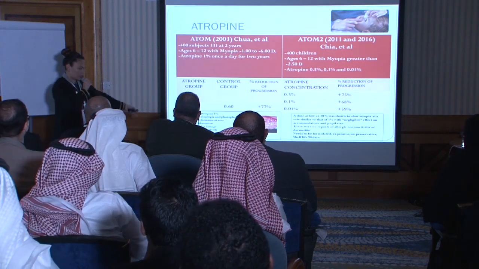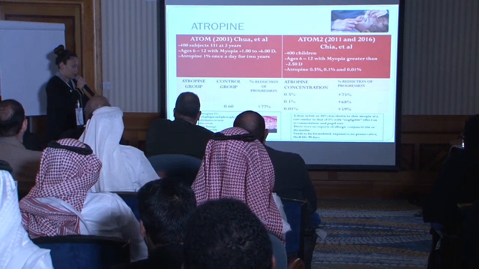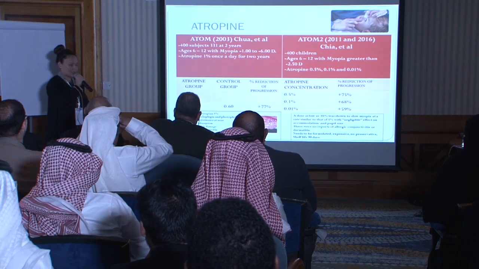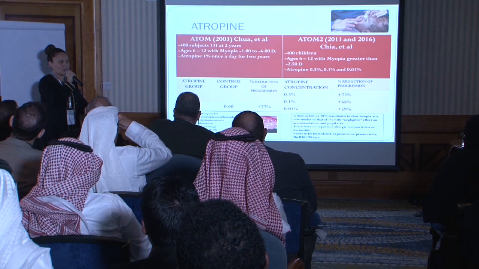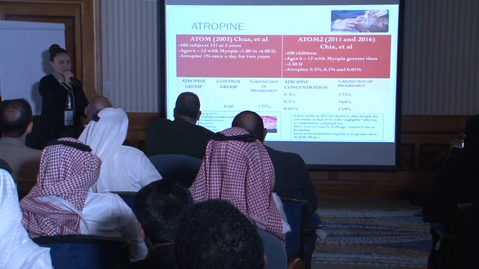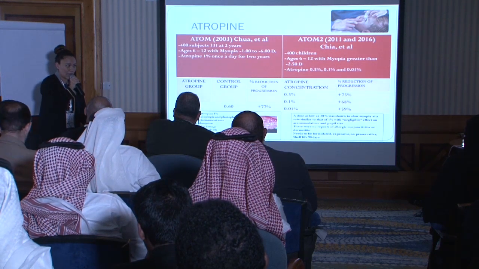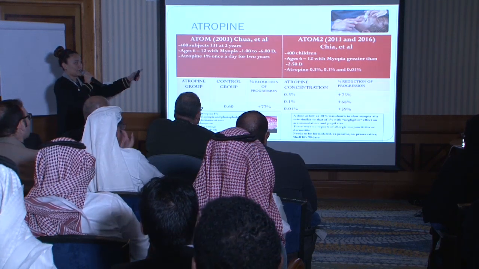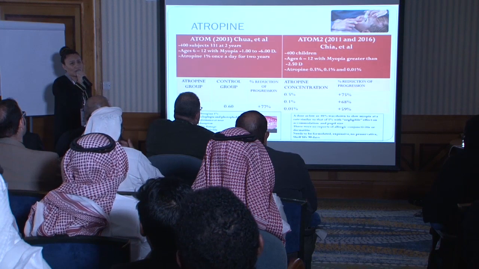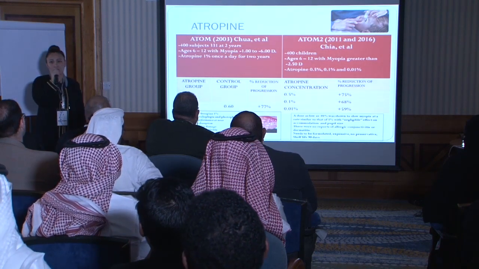The only thing, so you can read here what's happening with atropine, but the biggest thing is the rebound effect. So when a -1 patient placed atropine, 77% control, when they stopped it, what happened? It doubled. So what they did, they decreased the concentration, and now the accepted concentration is 0.01%.